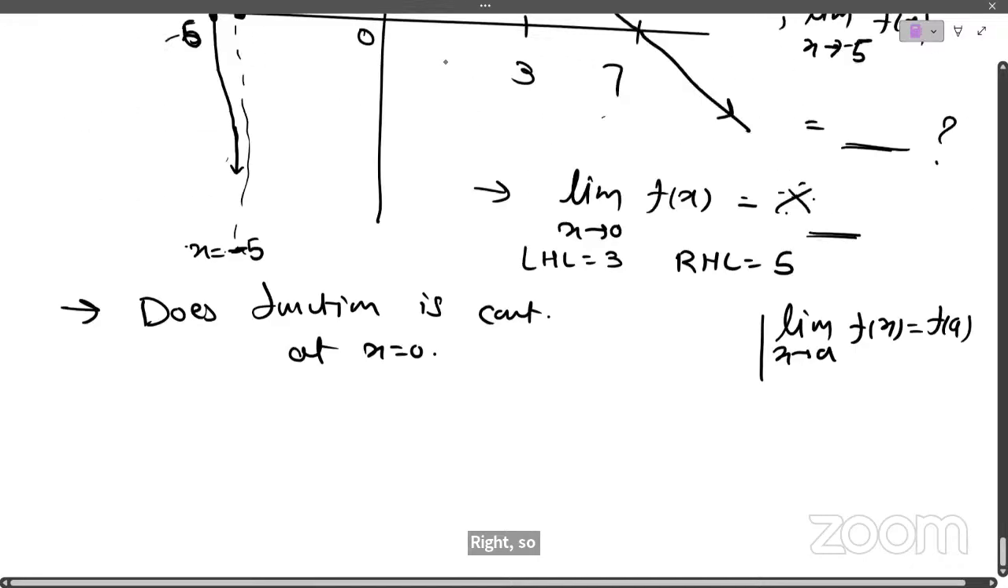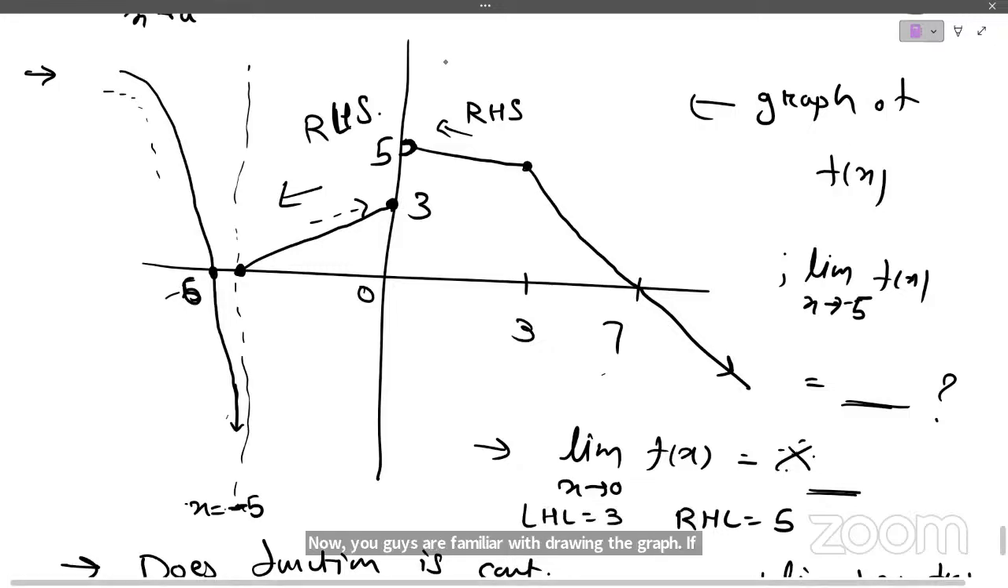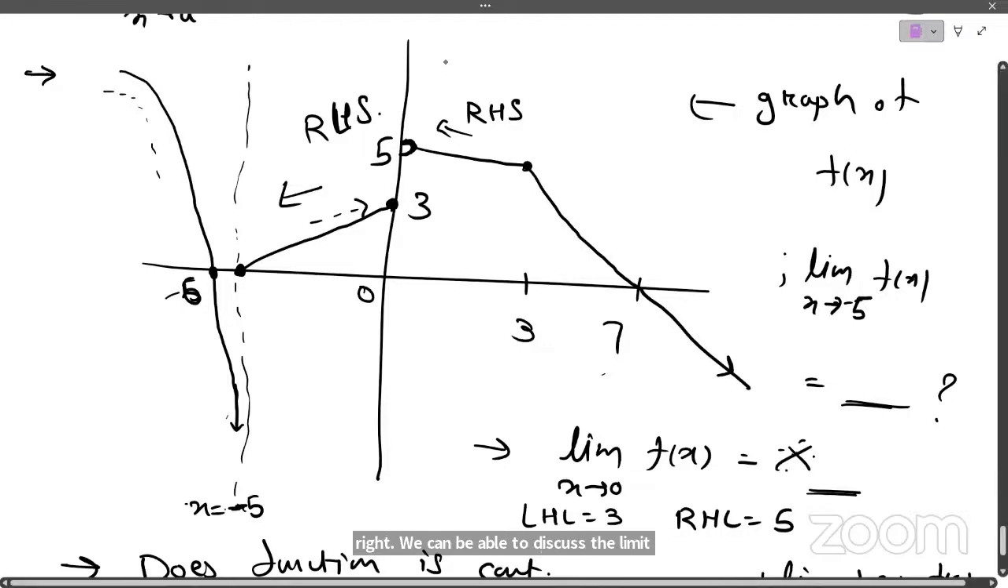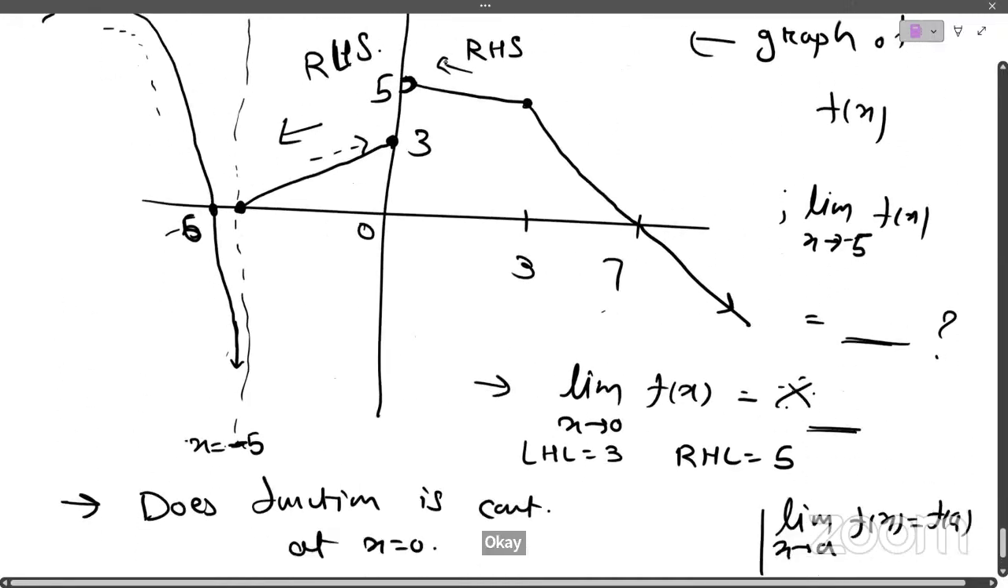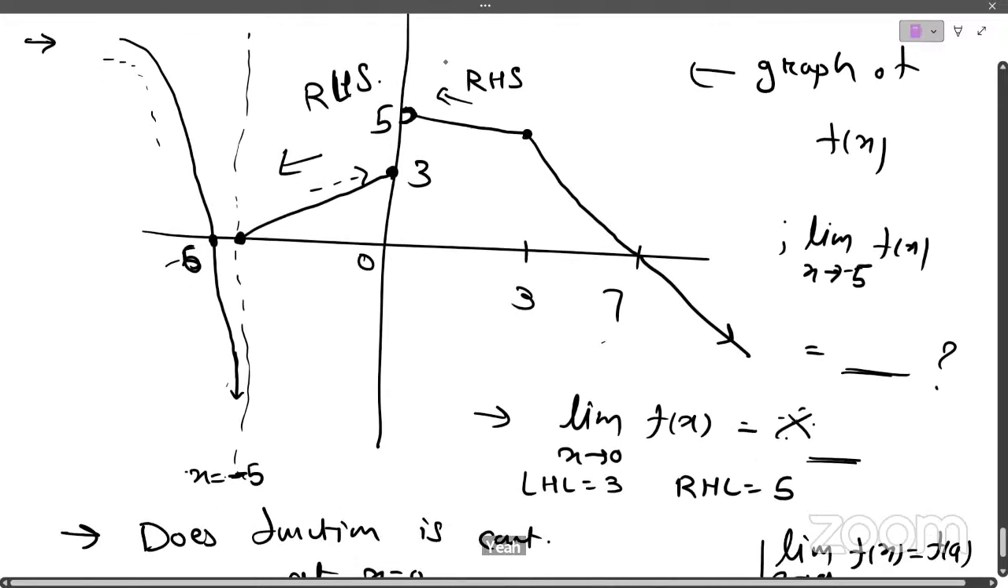Now, you guys are familiar with drawing the graph. If in place of this graph, some critical expression is given, you are able to draw it and then find and discuss the limit, correct? Can we work out an example? Ma'am, one doubt here.